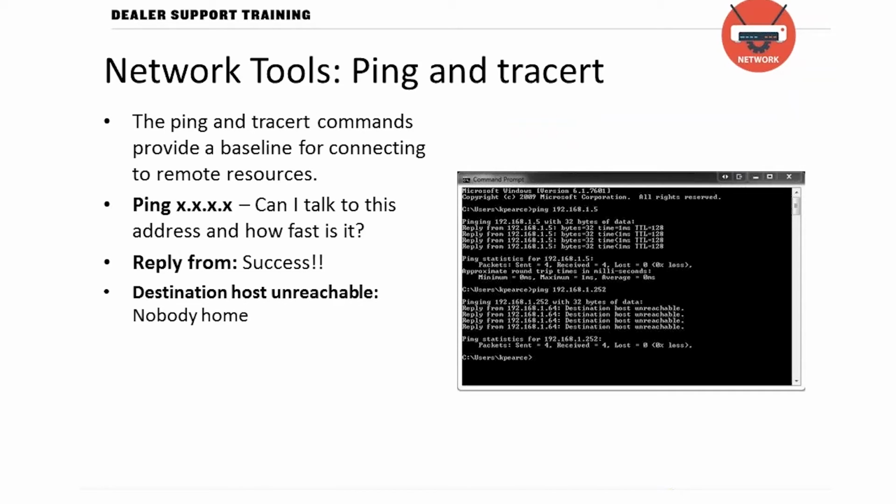The ping and tracert commands provide a baseline for connecting to remote resources. Ping and the IP address asks, can I talk to this address and how fast is it? When you run this command, you'll receive either a reply, which means that you've successfully connected and received a reply from the device, or you'll receive a destination host unreachable, which means either there's nobody home, or the device is not connected to the network that you're on, or the cable is disconnected, or there is an IP addressing conflict.